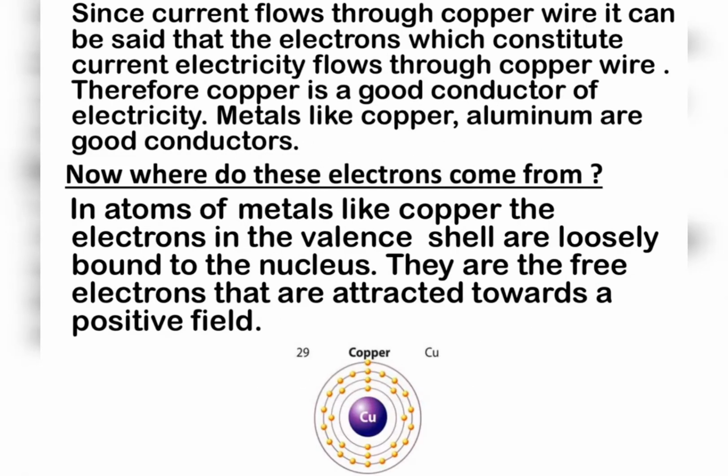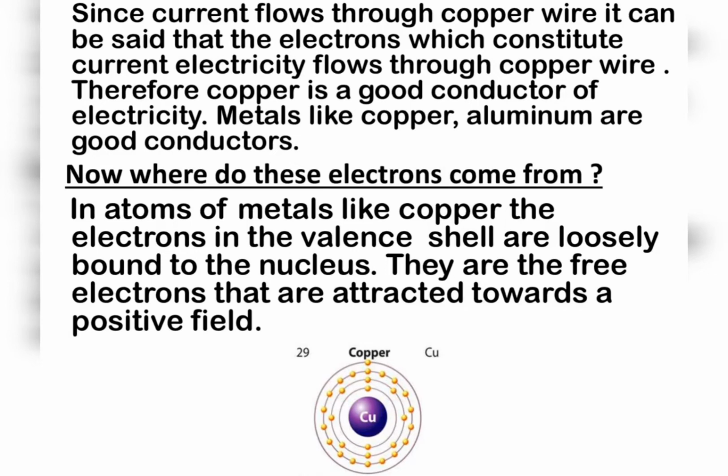Now since current flows through the copper wire, we can say that electrons also flow through the copper wire. Now from where do electrons come in the copper wire? Copper is a very good conductor of electricity, and metals like copper, silver, aluminium are also good conductors of electricity, which means that there are electrons that flow through these conductors.